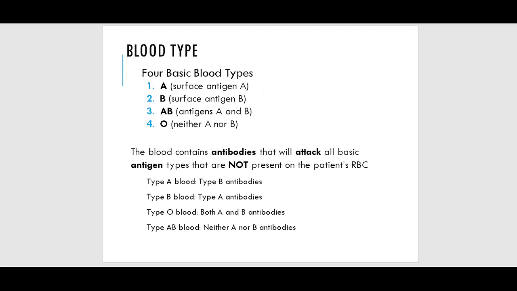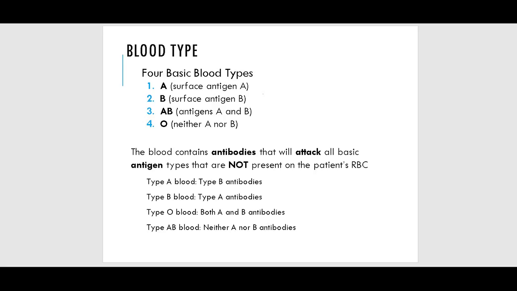We'll start by introducing the 4 basic blood types, and then in a couple slides we'll make it a little bit more confusing. The 4 basic blood types are blood type A, B, AB, and O. Again, which blood type you are is determined by which surface antigens you have on the surface of your red blood cells. So which identifiers you have sticking out on the surface of your red blood cells.